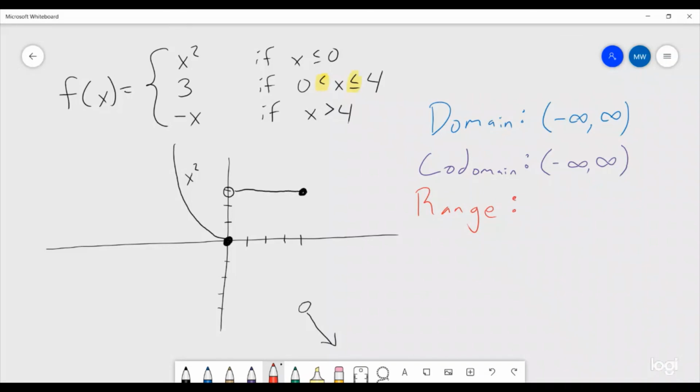To look at the range, we need to figure out what are all the y values we can get. Well, from this x squared, we are getting 0 all the way up, but then we get a whole bunch of extra 3's, but that doesn't impact the range at all. We know we hit 3 at least once, and that's all we care about. But then we also are going to get everything below -4. So the range is going to be -infinity to -4, unioned with 0 to infinity. Now, remember that square brackets say we include that number, and parentheses mean we don't include it.